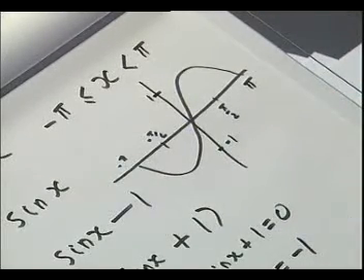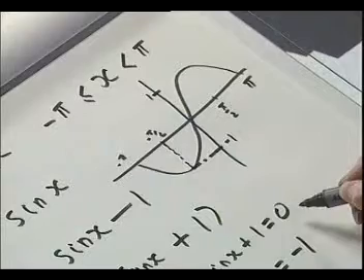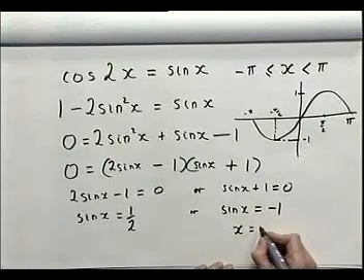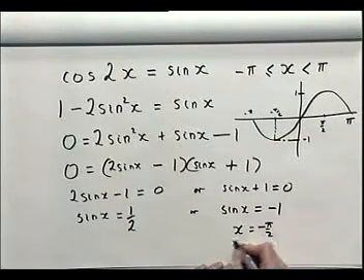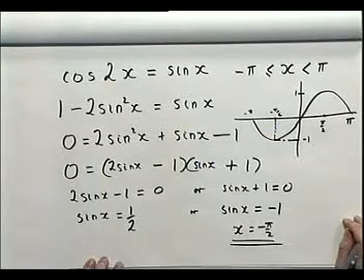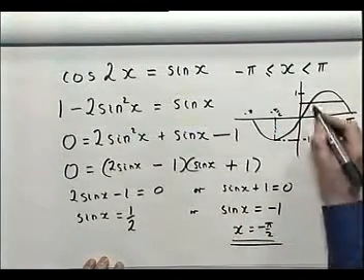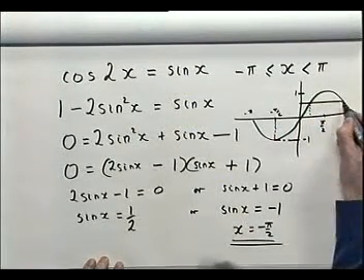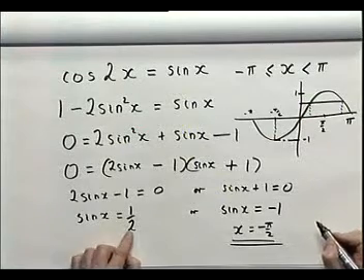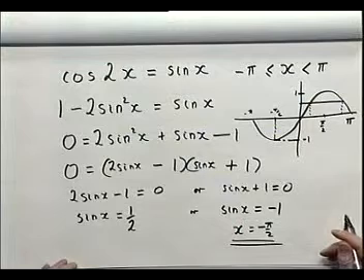So let's take this one first. Sine x is minus 1. Well, that goes across there and down to there. So x is minus pi by 2 is one answer that we get there. Sine x is a half. A half goes across there, and we should recognise that this is one of those nice numbers, sine x is a half, for which we've got an exact answer.